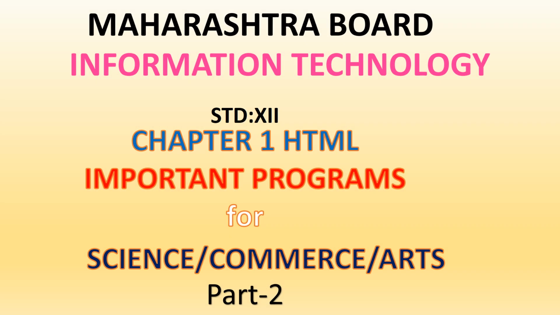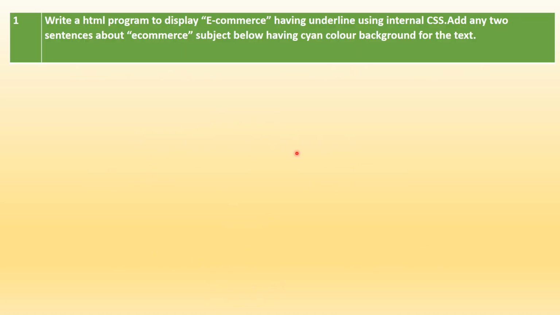Students, let's look at the second type of HTML program that might be asked in the exam. You will be asked to write a HTML program to display something using CSS. What is CSS? It is cascading style sheets and it describes how HTML elements are to be displayed on screen, paper or media. And it is done in three methods: inline, internal or embedded, and the third one is external.